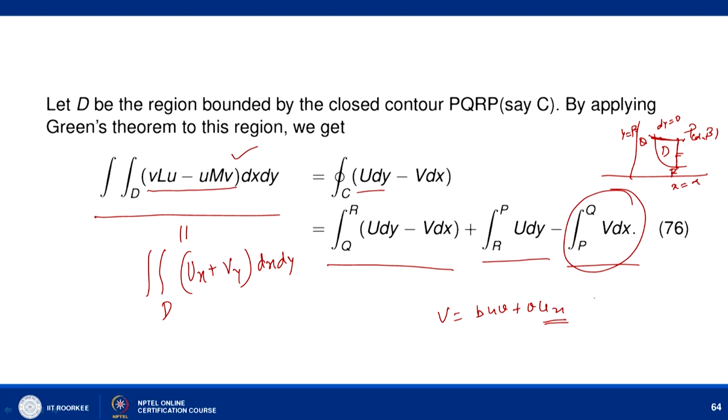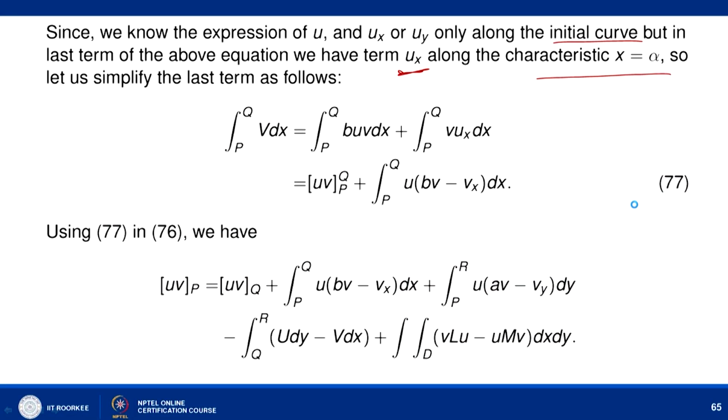So, what we try to do is simplify this expression so that we need only the function u and its normal derivative on the initial curve, not on the characteristics. Here we simplify the integral from P to Q of v dx in the following way: integral from P to Q of v dx equals integral from P to Q of buv dx plus vux dx. Now we integrate by parts, so that this derivative is shifted onto v, because so far we do not know what v is; we have just taken v as some twice differentiable continuous function, that is all.